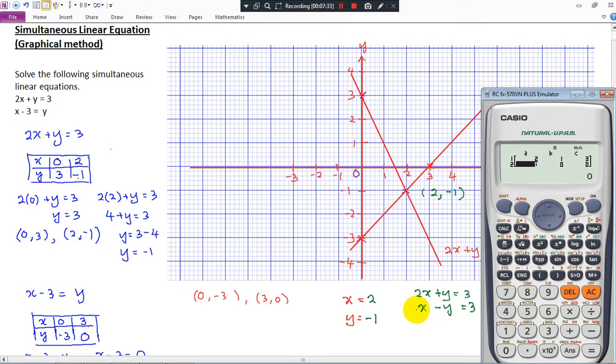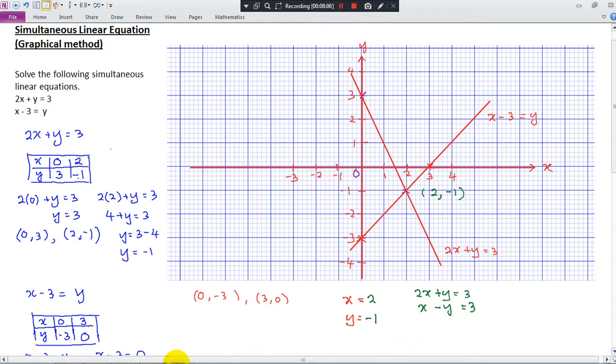And here, this is the second equation, the coefficient of x is 1, coefficient of y is -1, and the last one is 3. Okay, press equal. Okay, x is equal to 2, correct or not? Okay, correct. Press again. Y is equal to -1. These are the ways we use a calculator to help us get the answers.